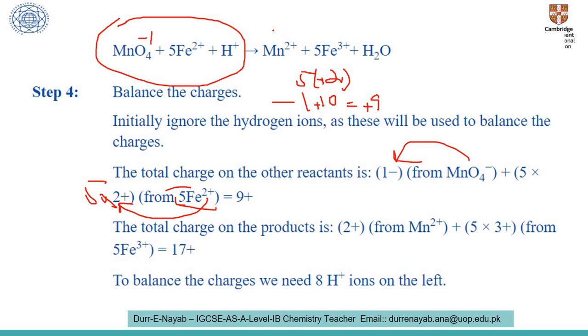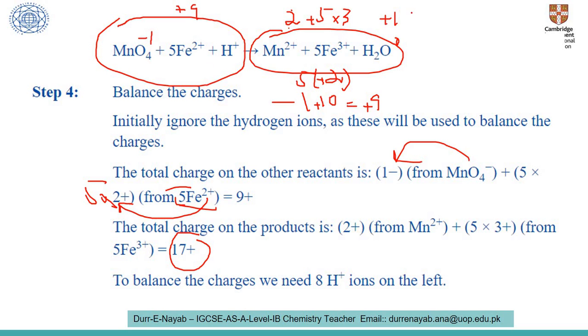Now we're going to talk about the product. In the product, manganese is +2 and iron is +3, but how many irons? I have 5. 5 times 3 is 15, plus 2 is 17, and sulfate has no charge. So the total charge on the product side is +17. On the reactant side it was +9, and on this side it is +17.